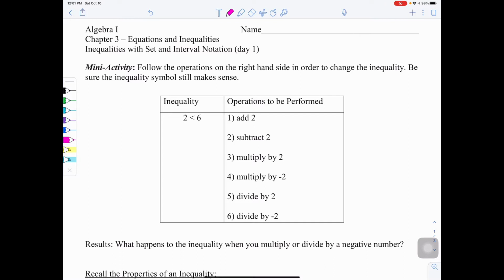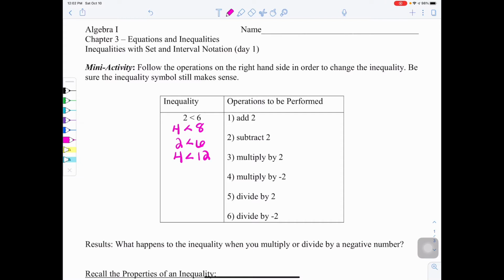Okay, so we are going to start by adding 2. So 2 plus 2 would be 4. 6 plus 2 would be 8. Do I still use the same inequality symbol? Yes, 4 is less than 8. Then I'll subtract 2. So I'll have 2 and 6, and less than is still appropriate. If I multiply by 2, I have 4 and 12. 4 is still less than 12.